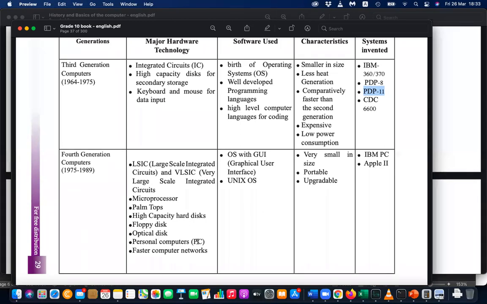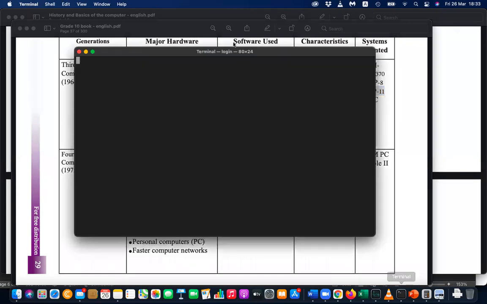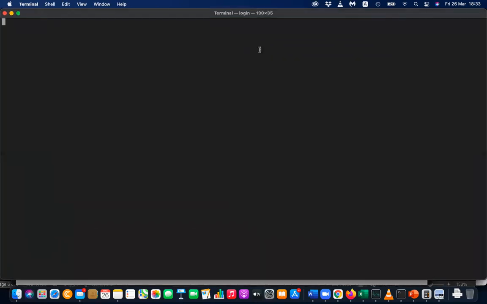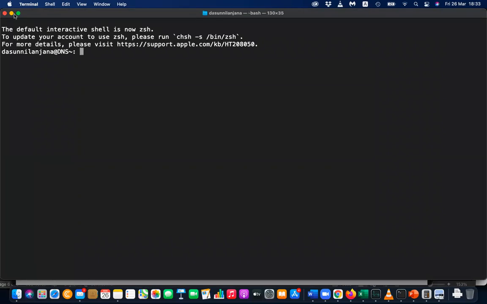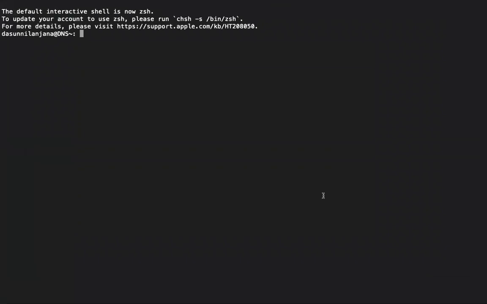All these kinds of devices were introduced in the fourth generation, along with operating systems with GUI, graphical user interface, because the initial operating systems were CLI. It has commands. When you load the operating system, you cannot see anything other than the terminal. It's a full screen terminal like this. When you turn on the computer, you can see the terminal only. It's a full screen terminal, or CLI.